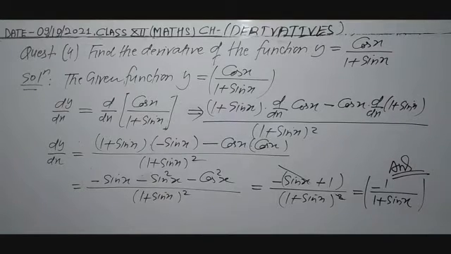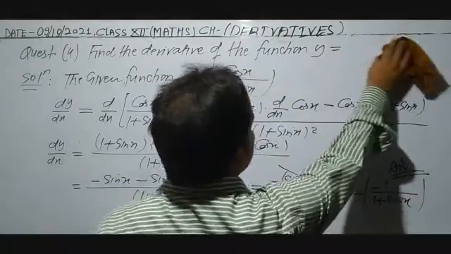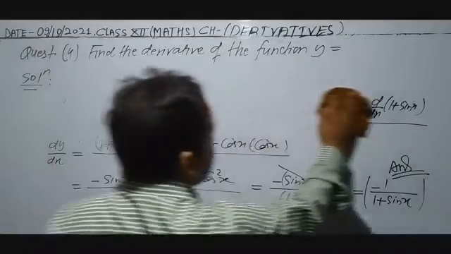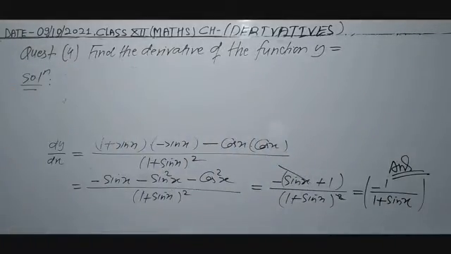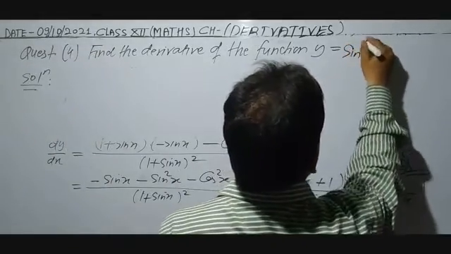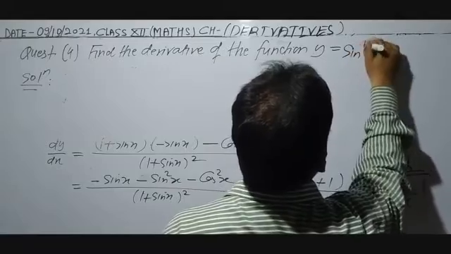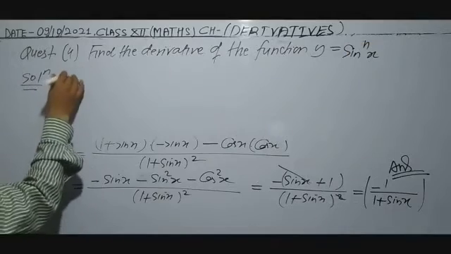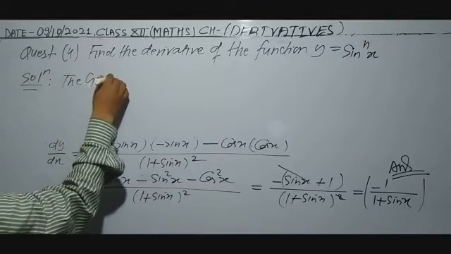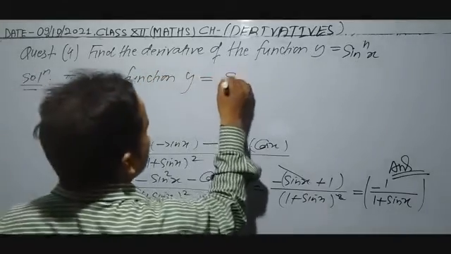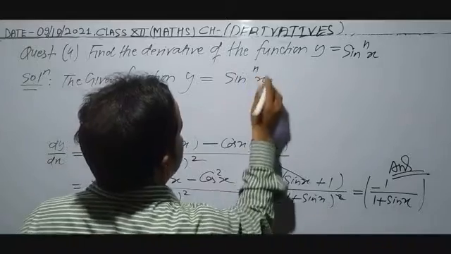Question number 5 is: find the derivative of the function y is equal to sine to the power n x. This is sine to the power nx. So the given function is y is equal to sine to the power nx.